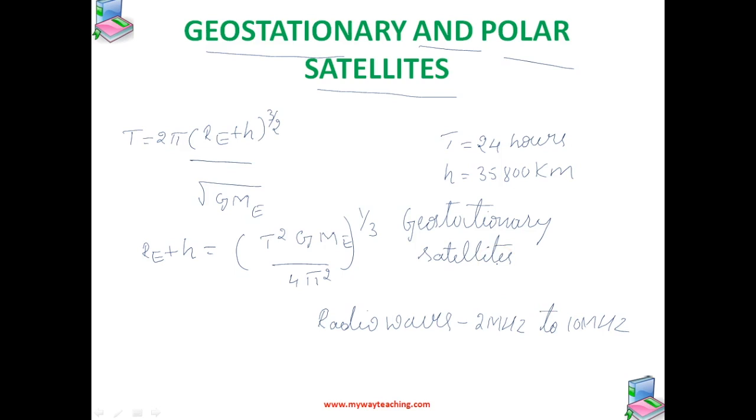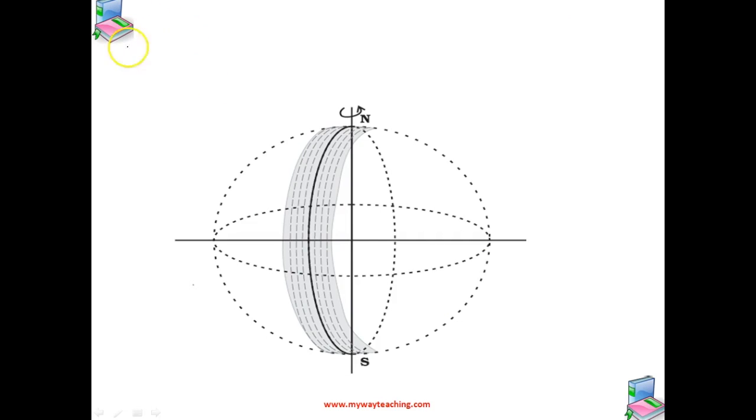Usually, for telecommunication purposes only, we go for geostationary satellites. Another class of satellites are called polar satellites. As you can see in this figure, these are low altitude satellites, which means H is equal to say 500 to 800 kilometers, but they go around the poles of the earth in a north and south direction, whereas earth rotates around its axis in an east west direction.